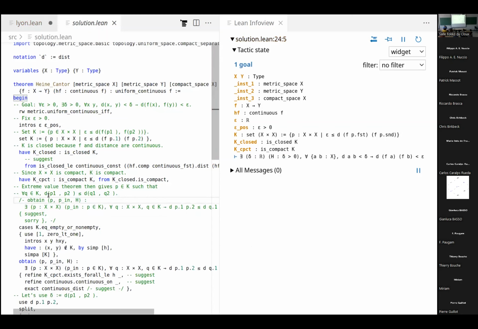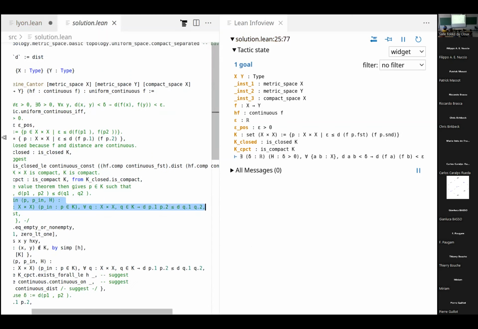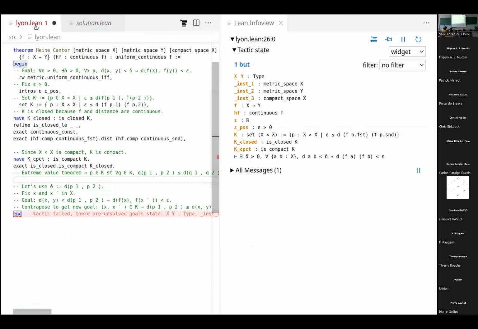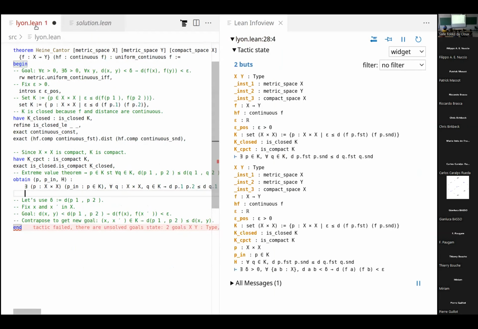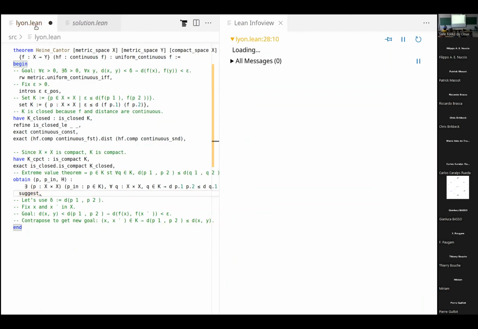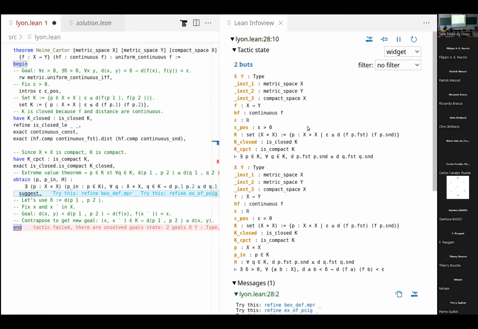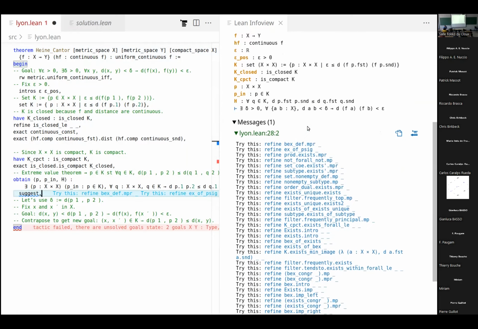So I will just copy paste this from the solution file because it's too long to type otherwise. So I want to get this P using the extreme value theorem. And again, if you want to know what this extreme value theorem is, you can ask for a suggestion, you can ask the computer to suggest something.